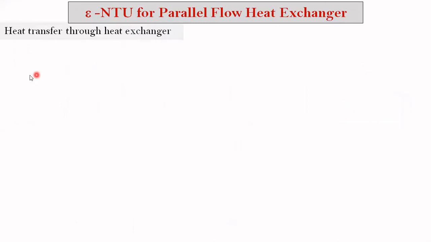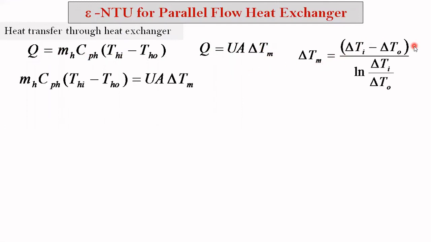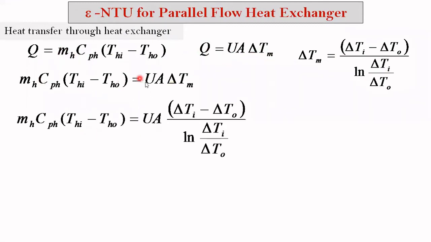Now we can write down the rate of heat transfer through the heat exchanger, m Cp delta T. Since the m into Cp for the hot fluid is less, we can write down Q equal to MH CpH, THI minus THO. The other equation for rate of heat transfer is UA delta Tm, and now we know the value of delta Tm, that is delta Ti minus delta To upon ln of delta Ti by delta To. Now we can equate these two equations. So MH CpH, THI minus THO equal to UA delta Tm. So we can put the delta Tm value here, the LMTD.